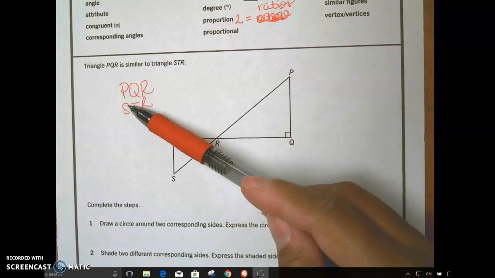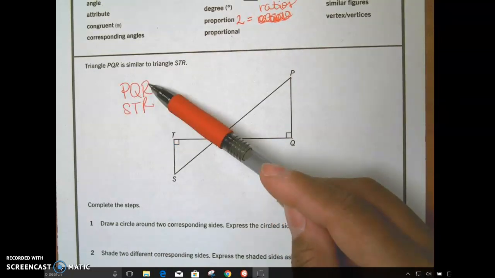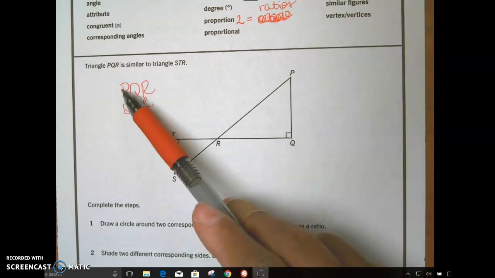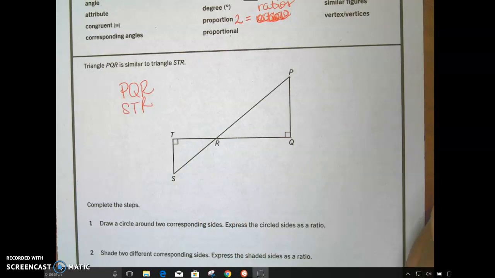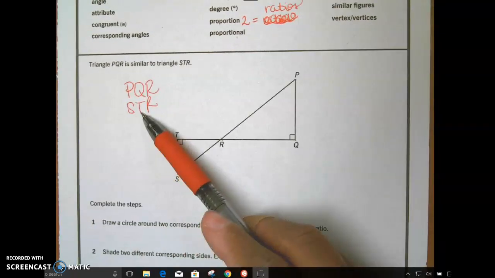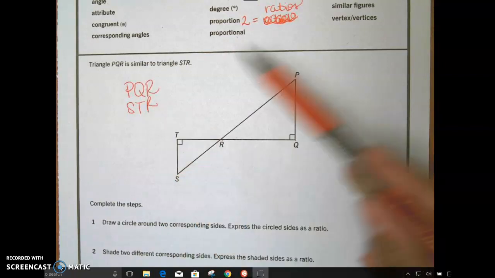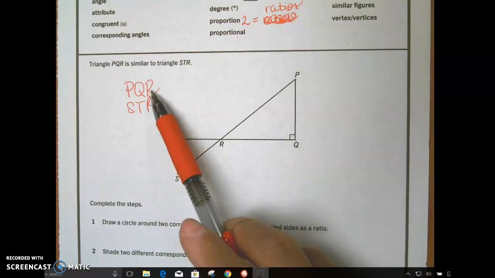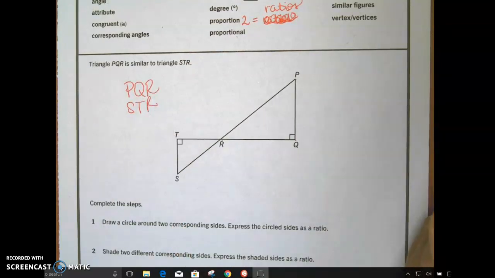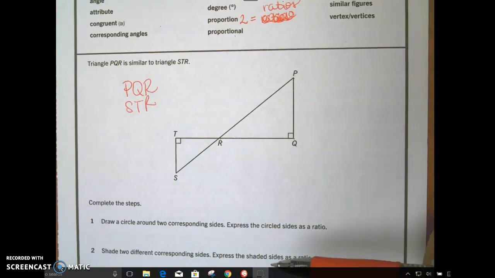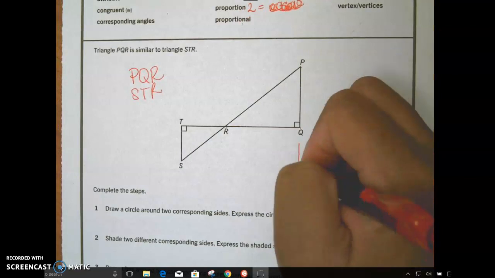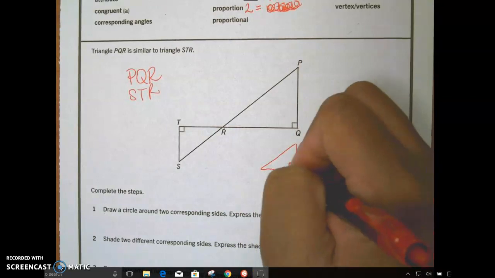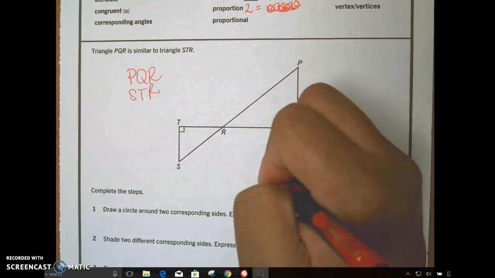Okay, the P corresponds to the S, the Q corresponds to the T, the R corresponds to the R. If I were talking about a side, side PQ would correspond to whom? ST. Side RQ would correspond to whom? RT. Okay? I also like to redraw my shape so that it's facing the same way as another shape, so that I'm not confused.